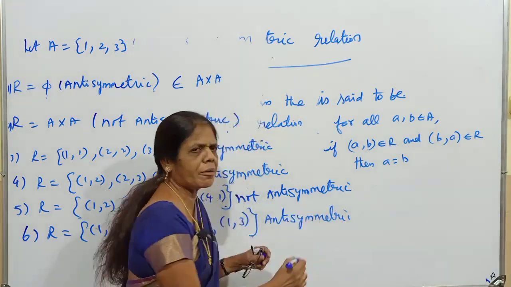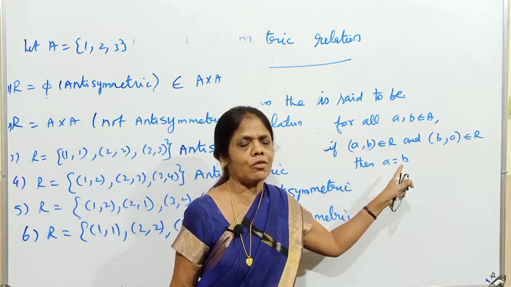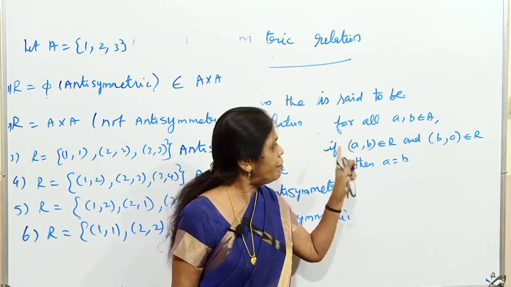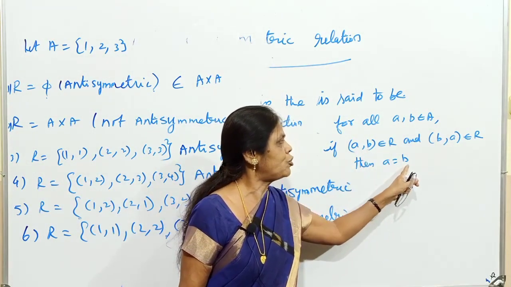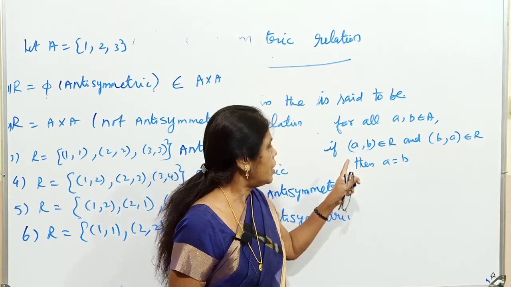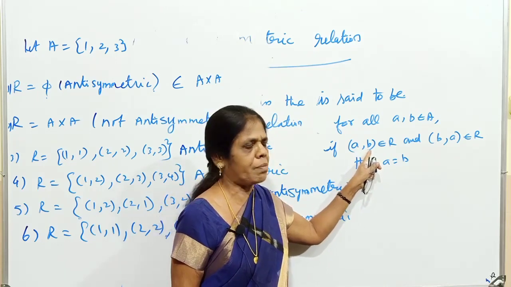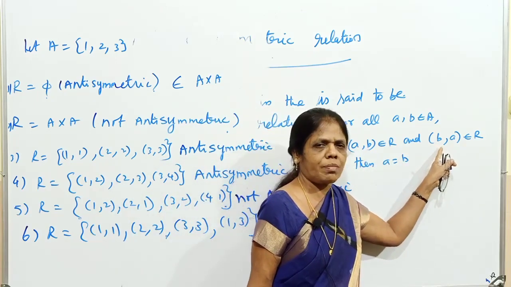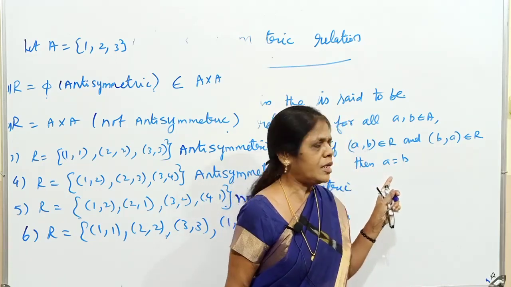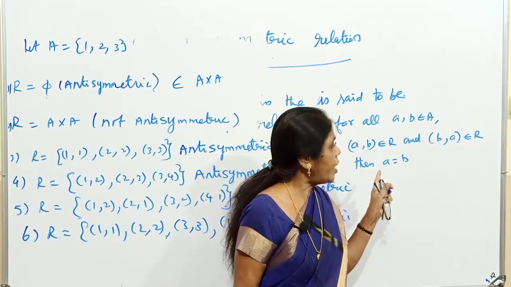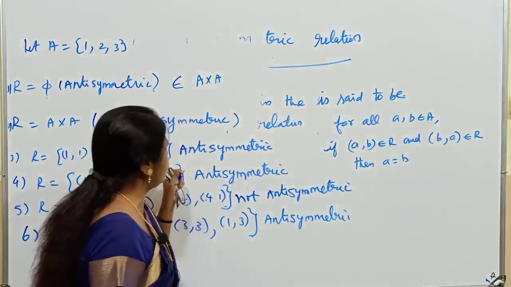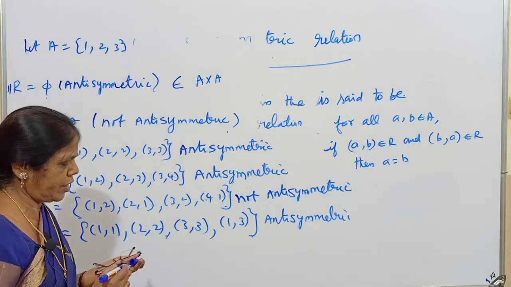So what is the meaning of this? If (a, b) belongs to R, then (b, a) should not belong to R. If both belong to R, then it should satisfy the condition a equal to b. That means if any element is in the form (a, b), then (b, a) should not be there. If (b, a) is related to R, you know that it is symmetric. But antisymmetric is against symmetric. In some places it will satisfy both symmetric and antisymmetric.